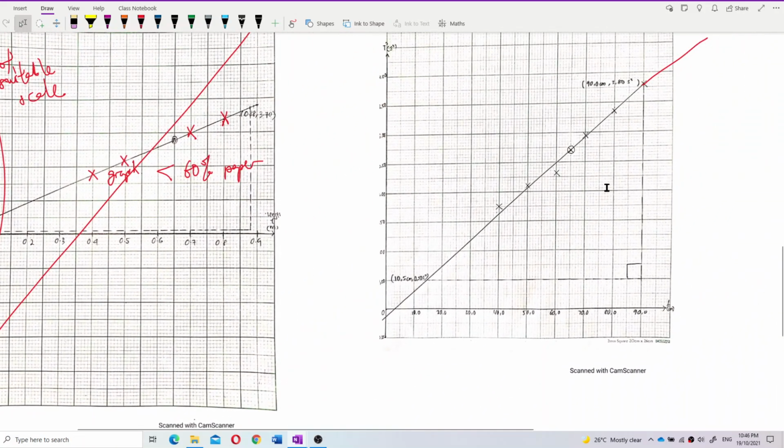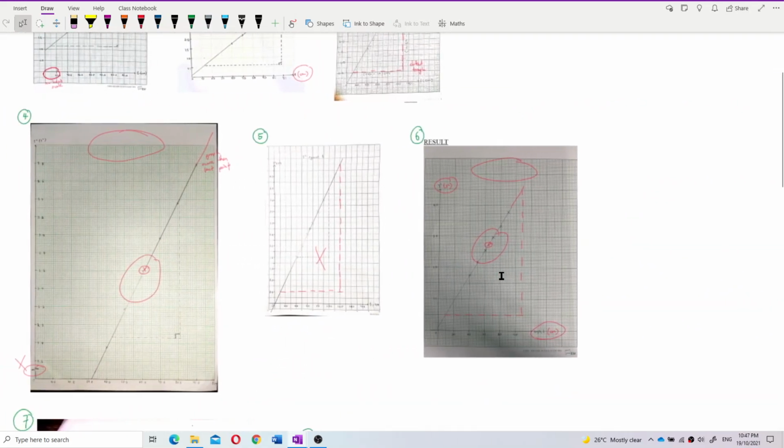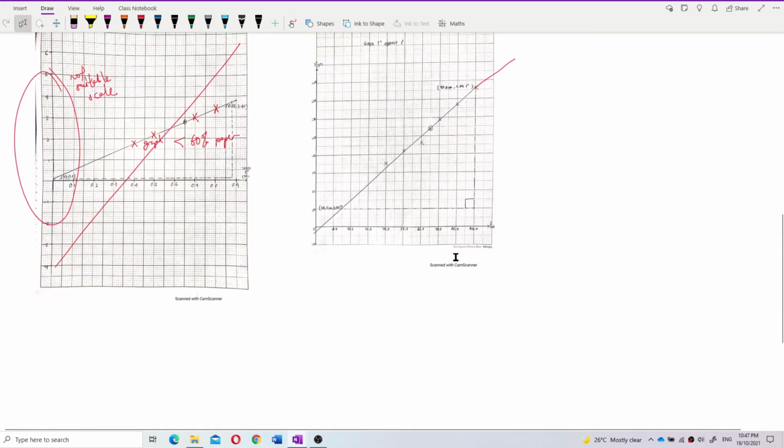Okay. So what else? Let's move on to the next part. So that's all for the graph.